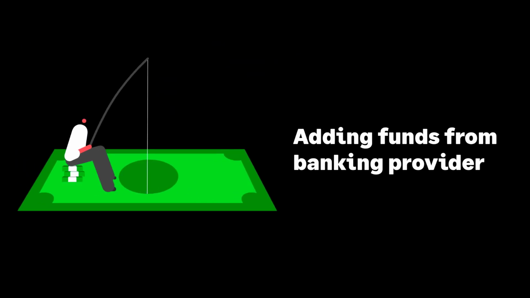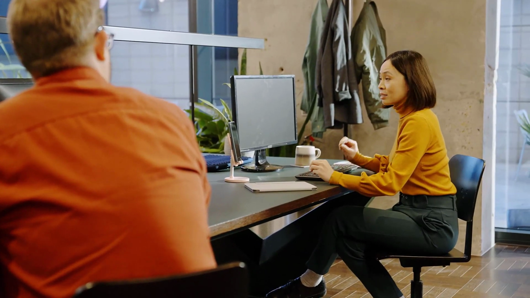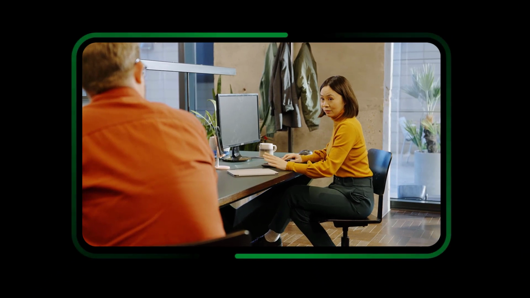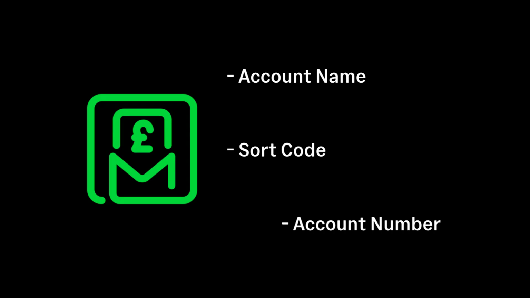Adding funds from your banking provider. To add funds to your Modulr eMoney account from your banking provider, you'll need the following information: account name, sort code, and account number.